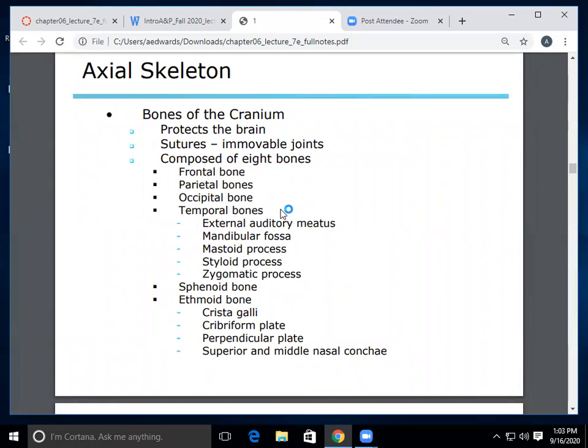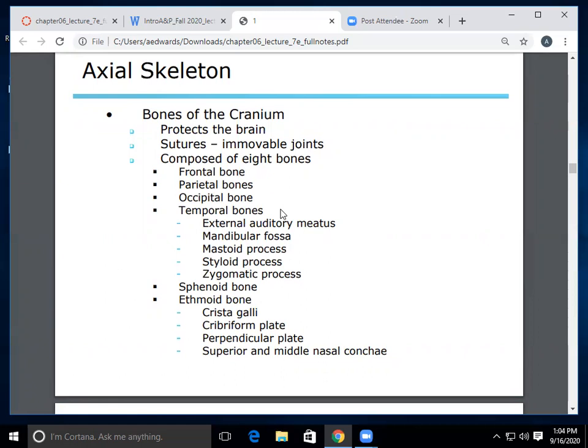All right, so again, what does your cranium do? Obviously it protects your brain. Those sutures make those joints immovable between those bones. We just saw these bones. So it's composed of your frontal bone, parietal bone, occipital bone, temporal bones.